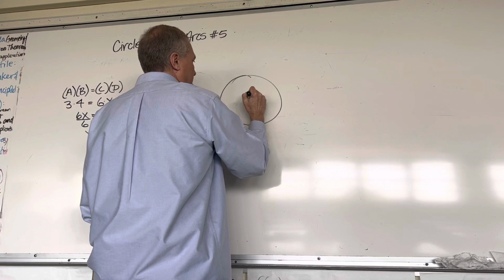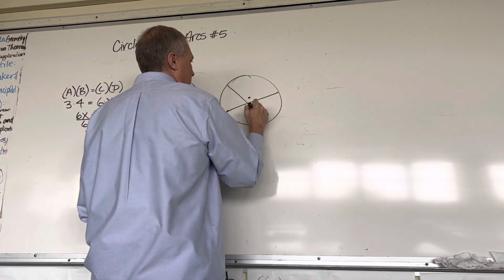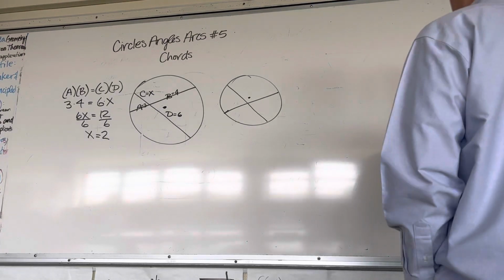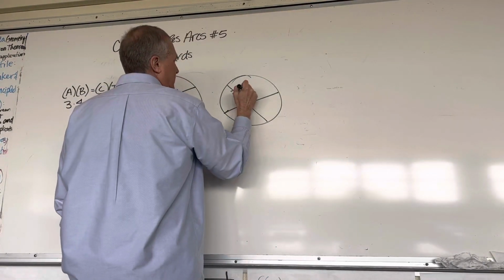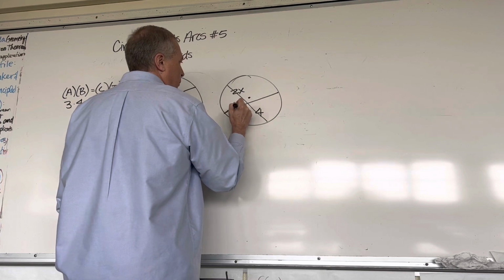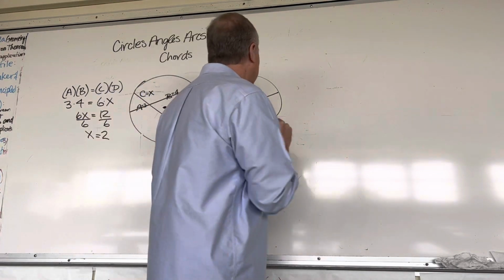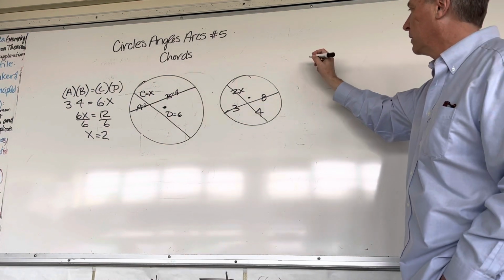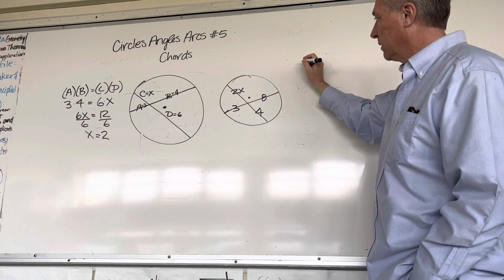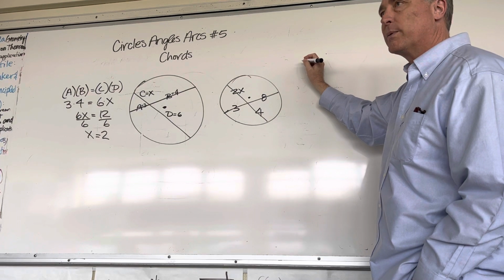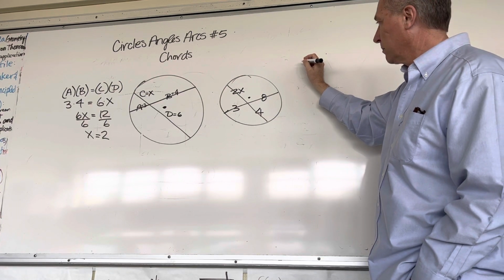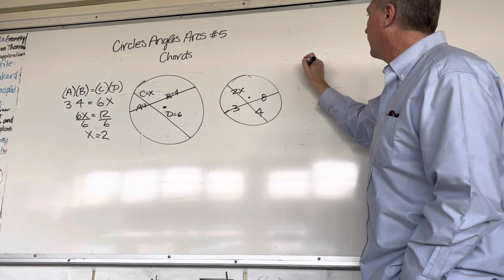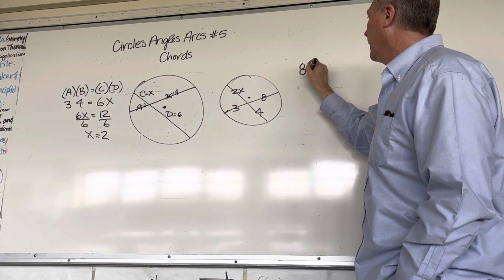Here's another one. Here's a chord and a chord. And from the notes we have 2x, 4, 3, and 8. All right, A times B equals C times D. What do I write first? 3. Say it again. 3. 8. Fair enough. We'll start with 8. Times what?